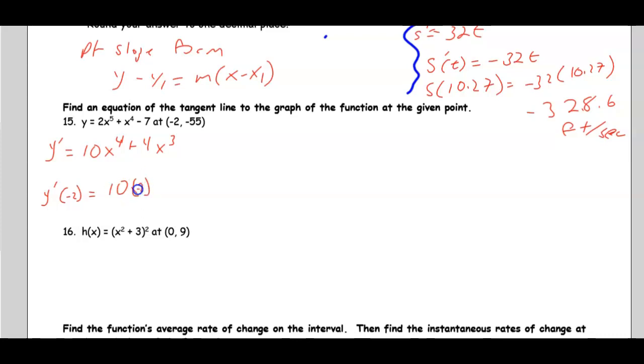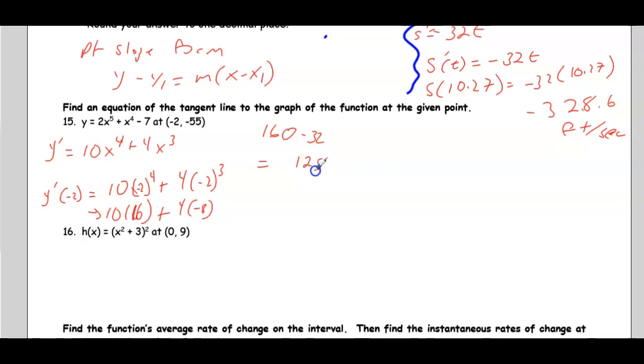So I have 10 times -2 to the fourth plus 4 times -2 cubed. 2 times 2 times 2 times 2 is 16, so I get 10 times 16. And -2 cubed is -8. So that's 160 minus 32, which is going to give me a total of 128.